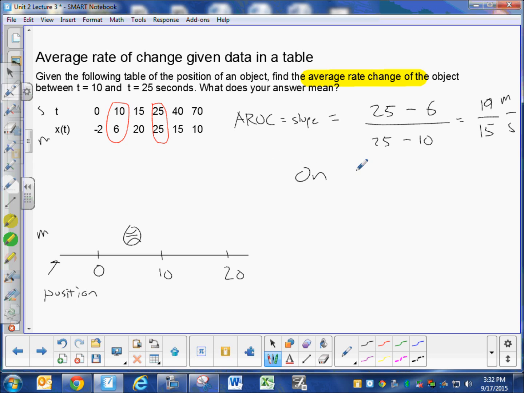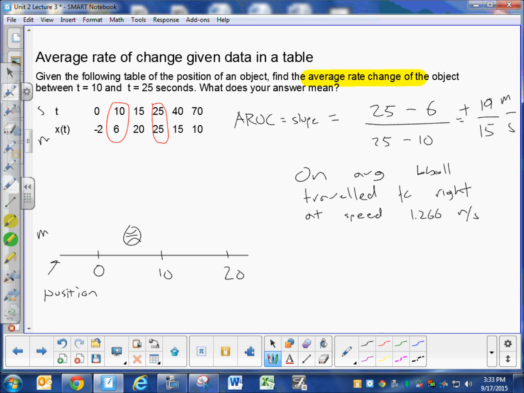We can say on average, the b-ball traveled to the right at a speed. The right denotes the positive or negative. If I'm moving to the right, velocity is positive. If I'm moving to the left, velocity is negative. Just to remind you of that. Of 1.266 meters per second. That's just on average. Okay?